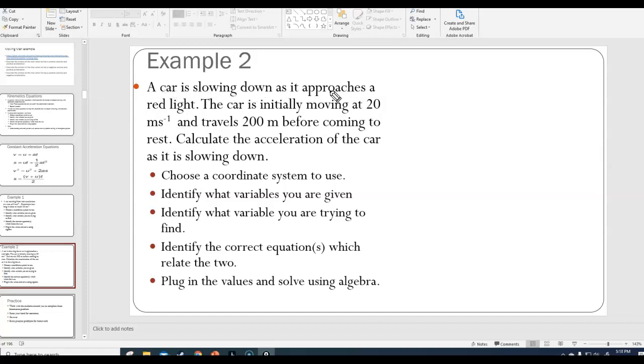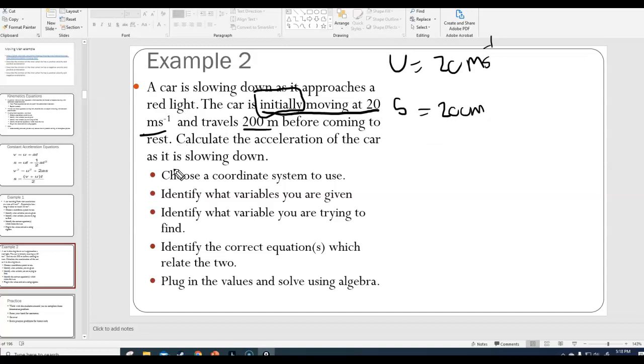Now it says the car is slowing down as it approaches a red light. The car is initially, that's a context clue right there, moving at 20 meters per second. I write down u equals 20 meters per second because that's my initial velocity. The word initially might be a sign. Now it travels 200 meters before coming to rest. That is my displacement. Now you might ask, how do I know that's the displacement? 200 meters doesn't tell me a direction.